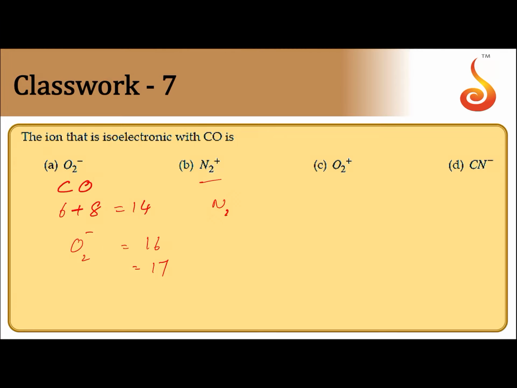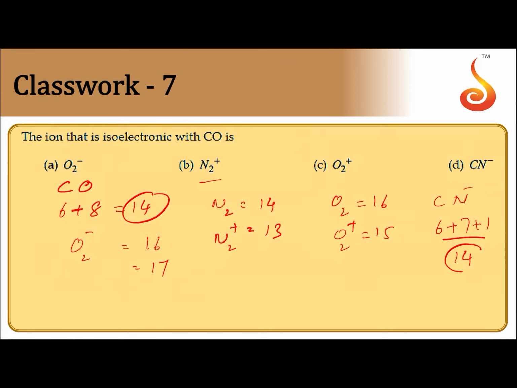Then N2 plus. N2 will have 14 electrons. N2 plus will have 13 electrons, because we are removing an electron. O2 is having 16 electrons, so O2 plus will have only 15 electrons. Then CN minus: carbon has 6 electrons, nitrogen has 7 electrons, and the minus charge adds one more extra electron. Therefore, the total number is 14.